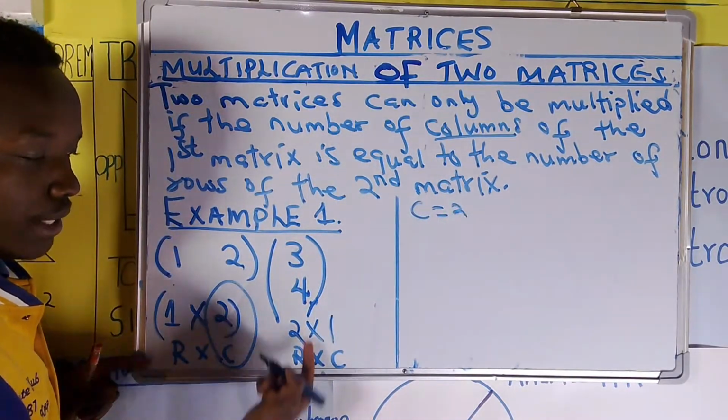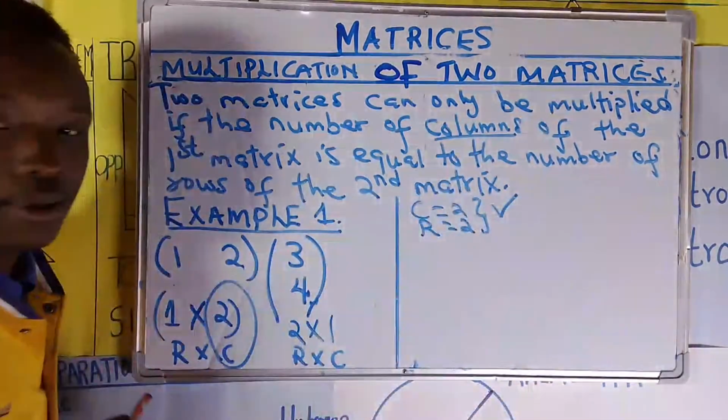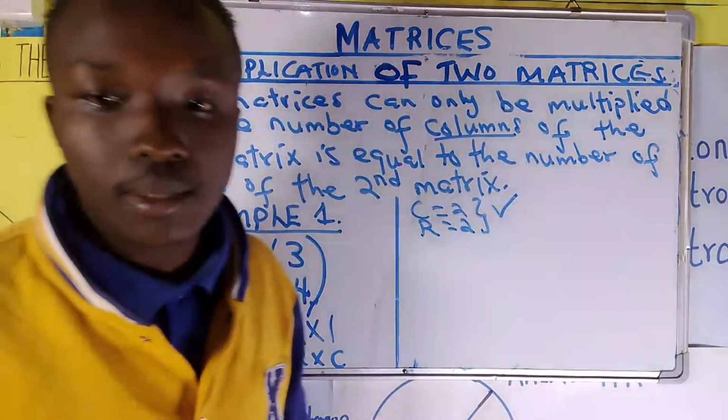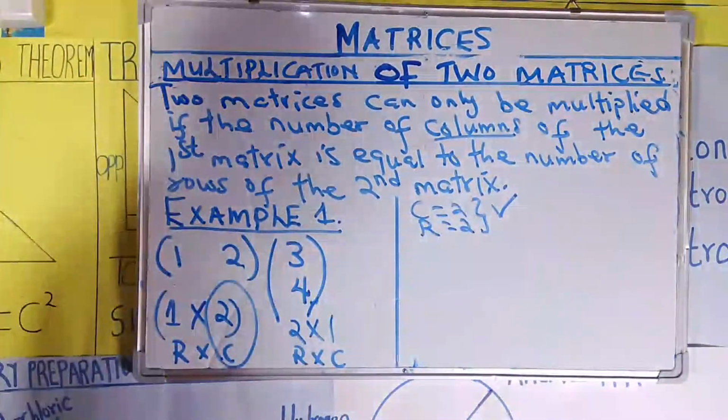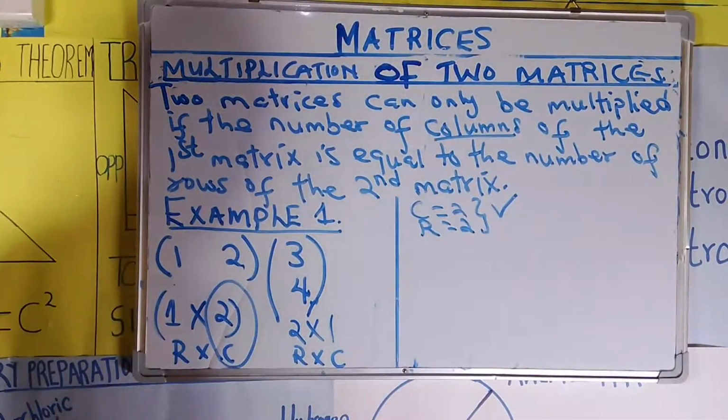How many rows do we have? 2 rows. So these 2 matrices can be multiplied. It is as simple as that. These 2 matrices can be multiplied.